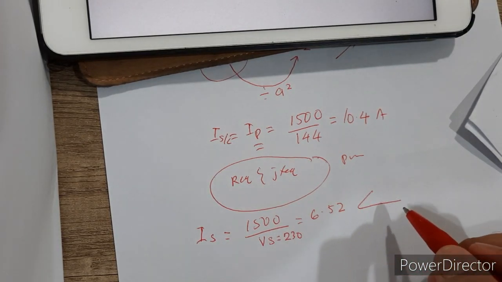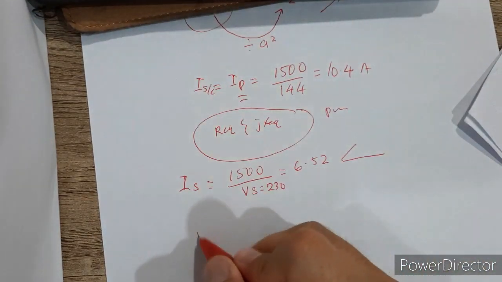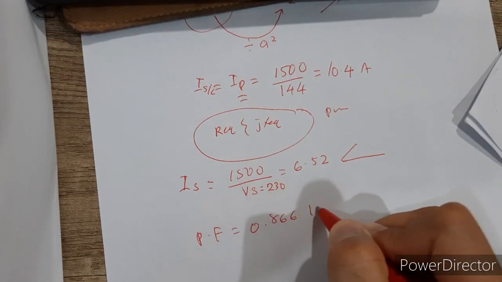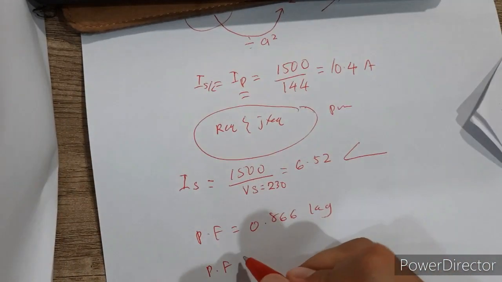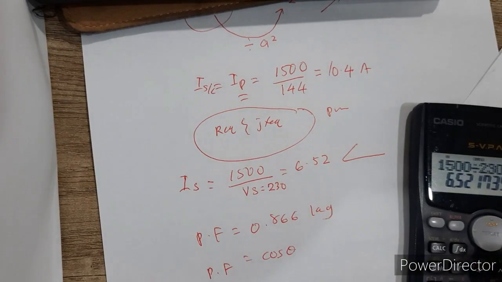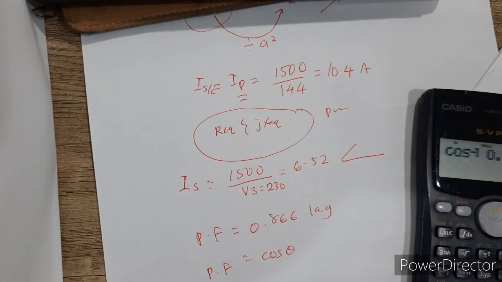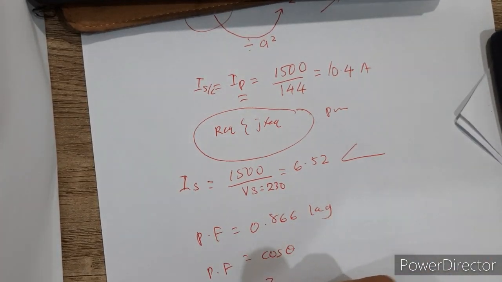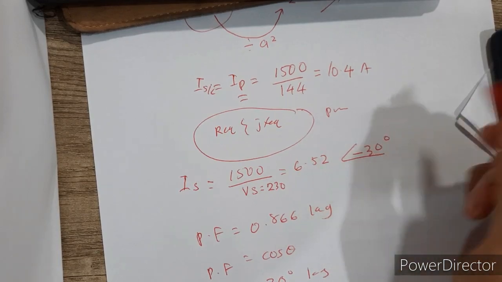So there must be an angle, based on the power factor. Given power factor here equals 0.866 lag. So we know that power factor equals cos theta, so you can determine theta. Cos inverse 0.866 is 30 degree. So negative 30 degree because of lagging. So the angle is negative 30 degree.